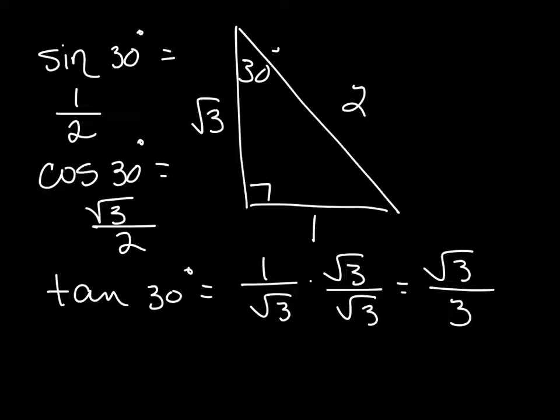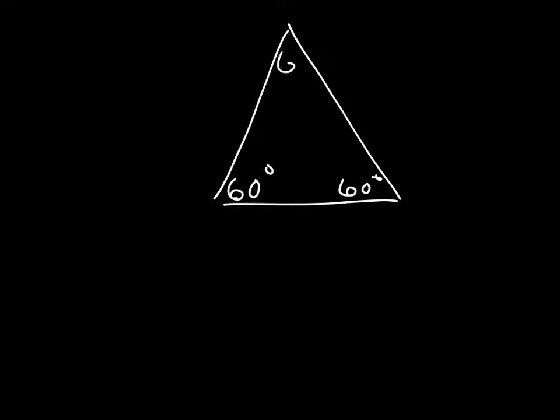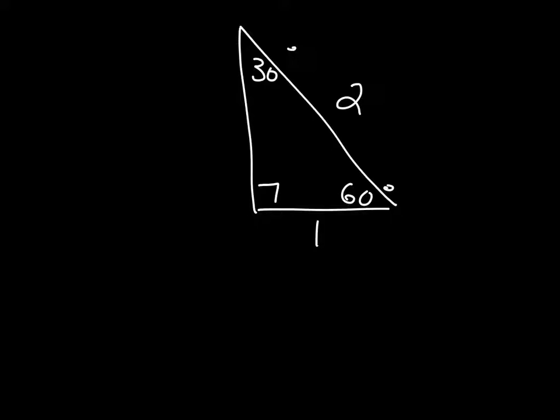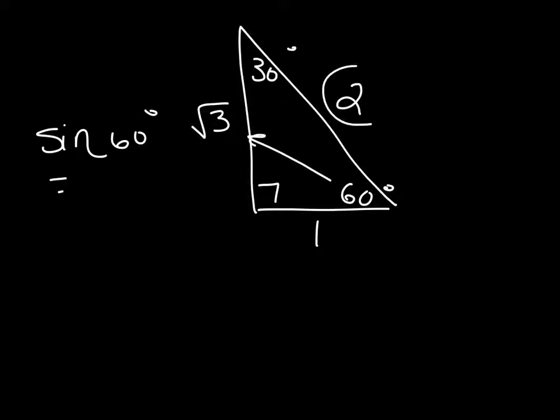So let's look at the 60 degree now. Back at our triangle that we had, we had 60, 60, 60. We divided that in half, which made this 30. So we have the triangle that looks like this. This is 30, this is 60. We know this side, this side, and this side. So sine of 60, opposite over hypotenuse, is square root of 3 over 2. And notice that they're opposites. 60 and 30 are opposites.